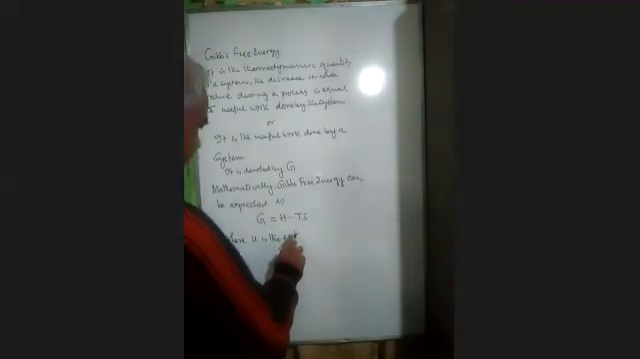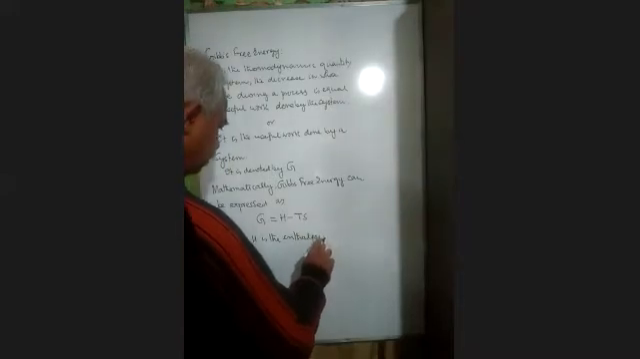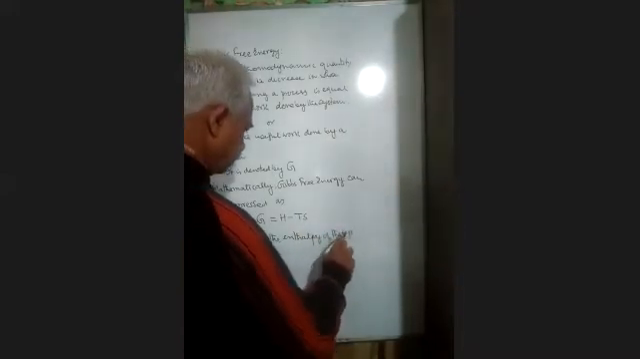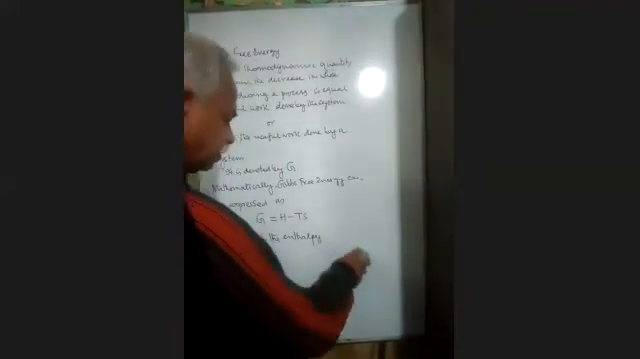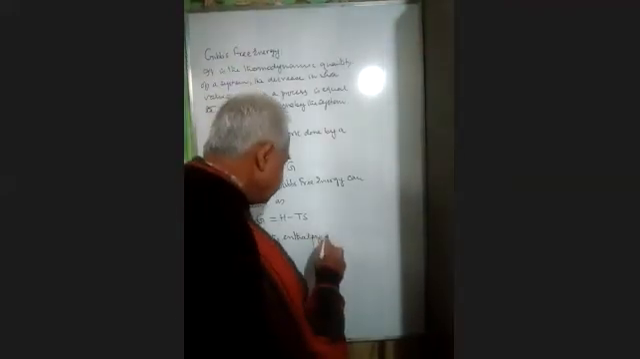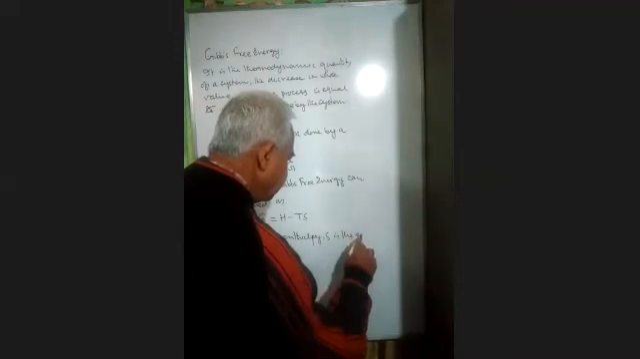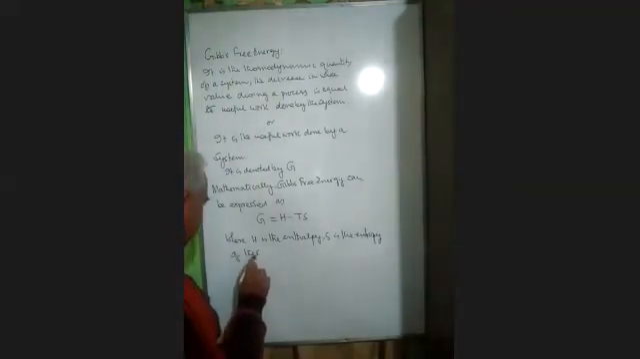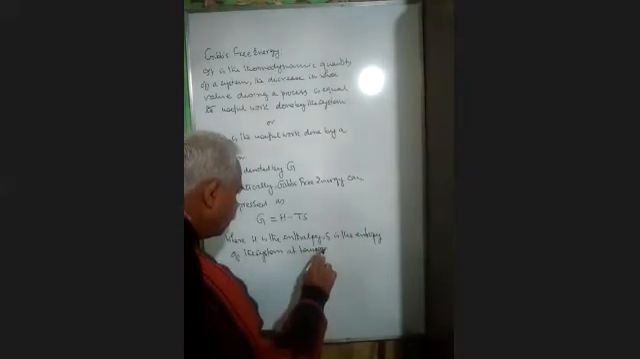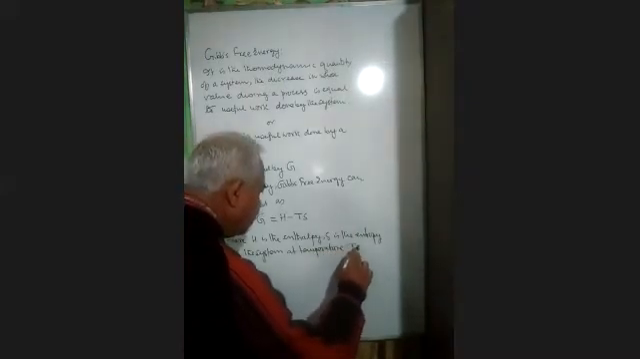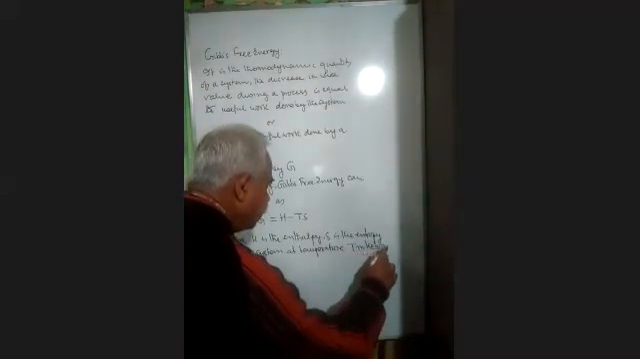Where H is the enthalpy of the system, S is the entropy of the system at temperature T in Kelvin.